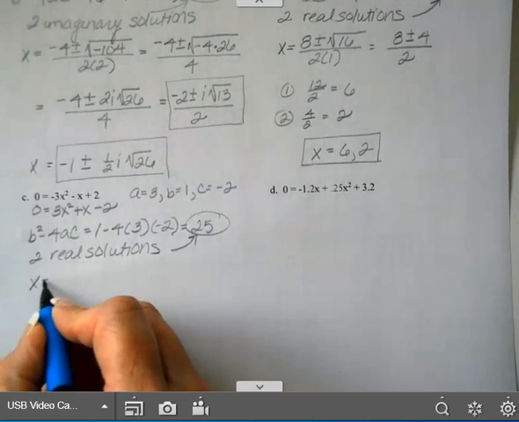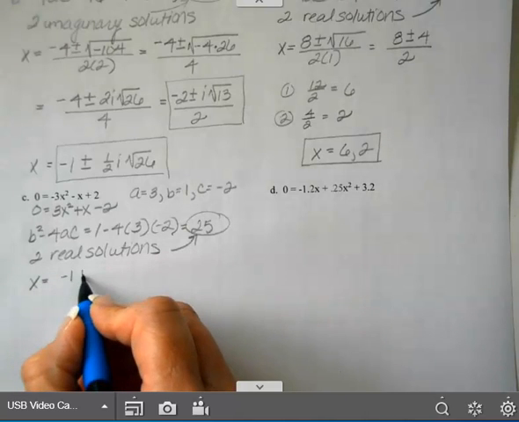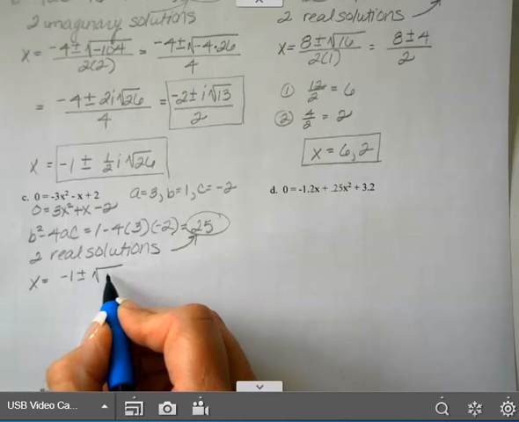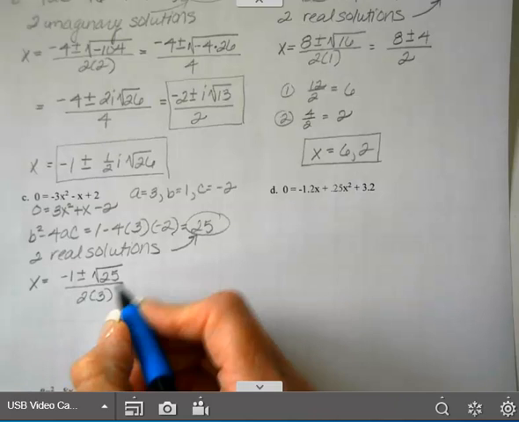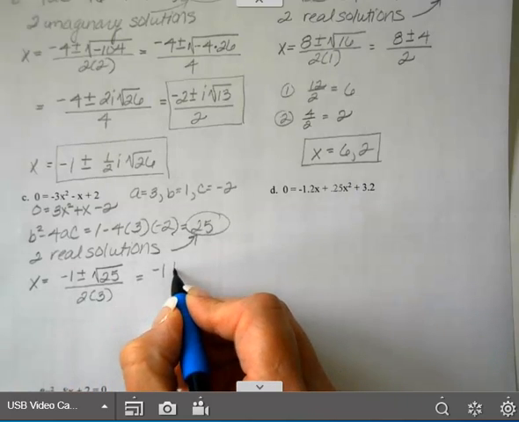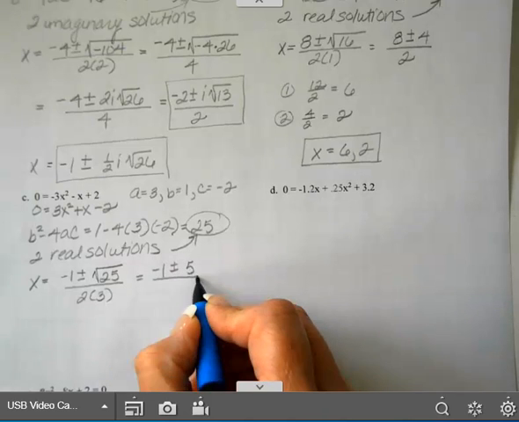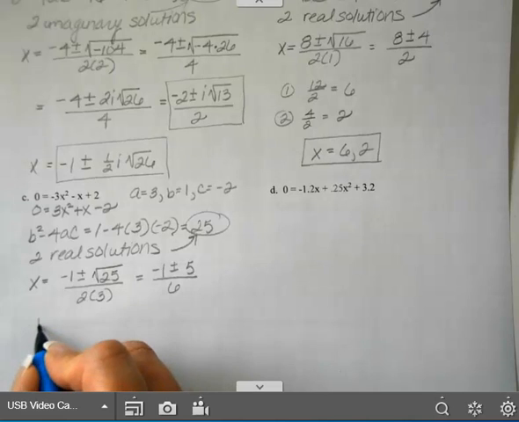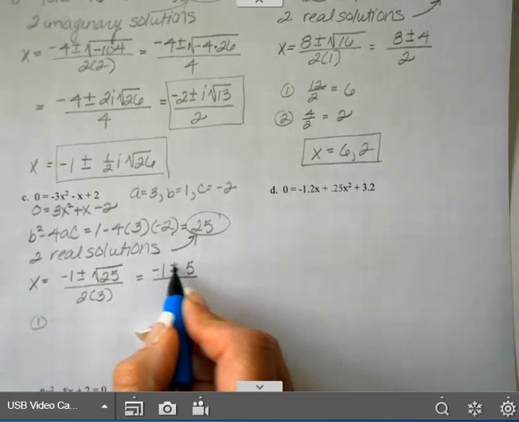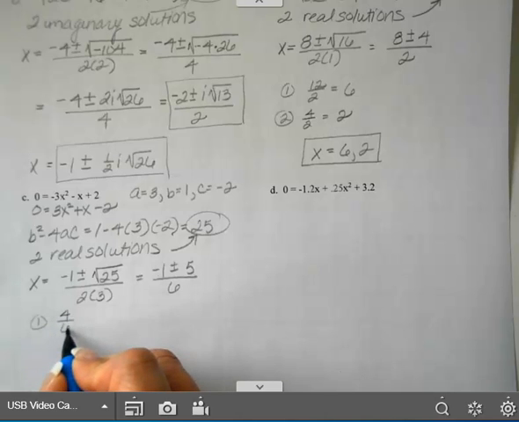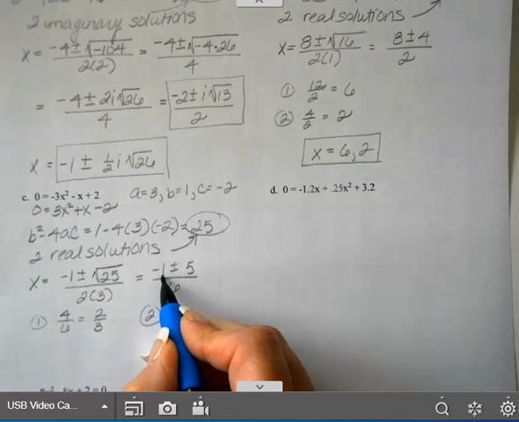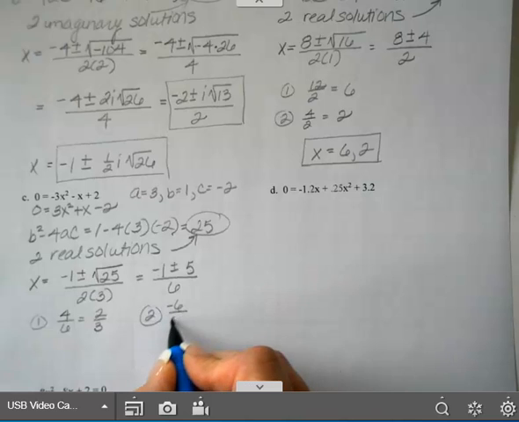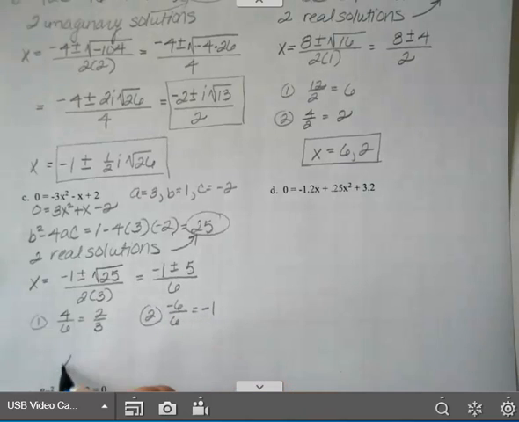Setting up our formula, I have x equals the opposite of b plus or minus the square root of our discriminant, which is 25, all over 2 times a. So this is negative 1 plus or minus the square root of 25, which is 5, over 6. So we're going to get two solutions here. Negative 1 plus 5 is 4 over 6, which reduces to 2/3. And my second solution is negative 1 minus 5, which is negative 6 over 6, which gives me negative 1. So our solutions are 2/3 and negative 1.